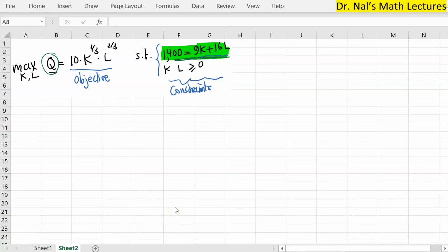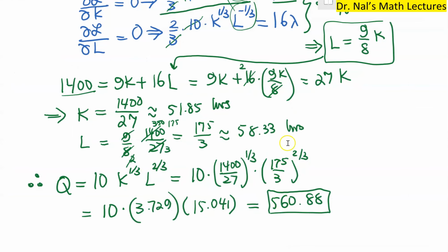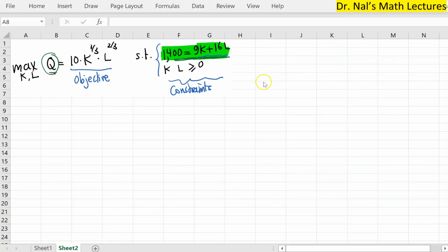So we are going to go ahead and solve the output maximization problem using Excel. We already solved the problem, and if I remember it, actually let's just go ahead and check. From our earlier calculations, we found that the optimal level of capital was 51.85 and the optimal amount of labor was 58.33. Let me just go ahead and write out those maximum values.